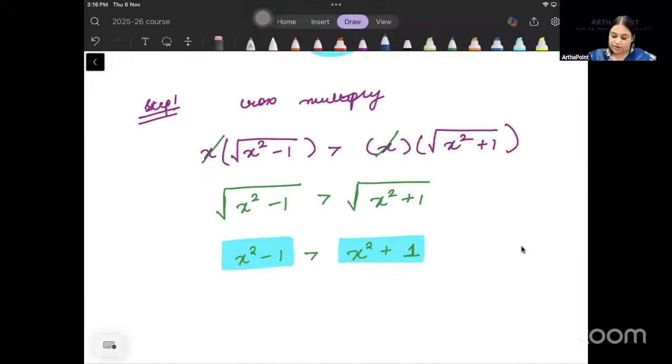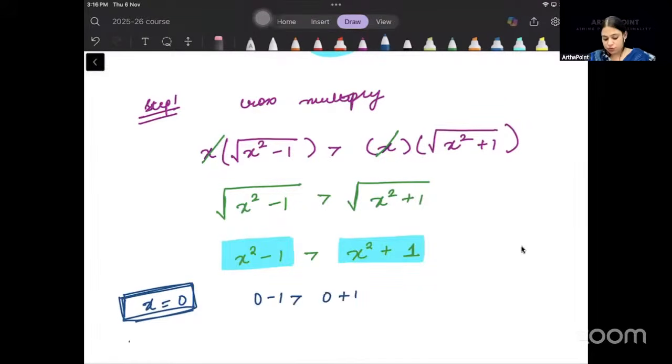So here suppose I take x to be anything, say x is 0, beta. If I really think about it, then we understand that 0 minus 1 greater than 0 plus 1 is not possible. You take x to be a negative number. Suppose I take x to be minus 2. So minus 2 whole square is 4. 4 minus 1 is 3, greater than minus 2 whole square is 4 plus 1, 5.